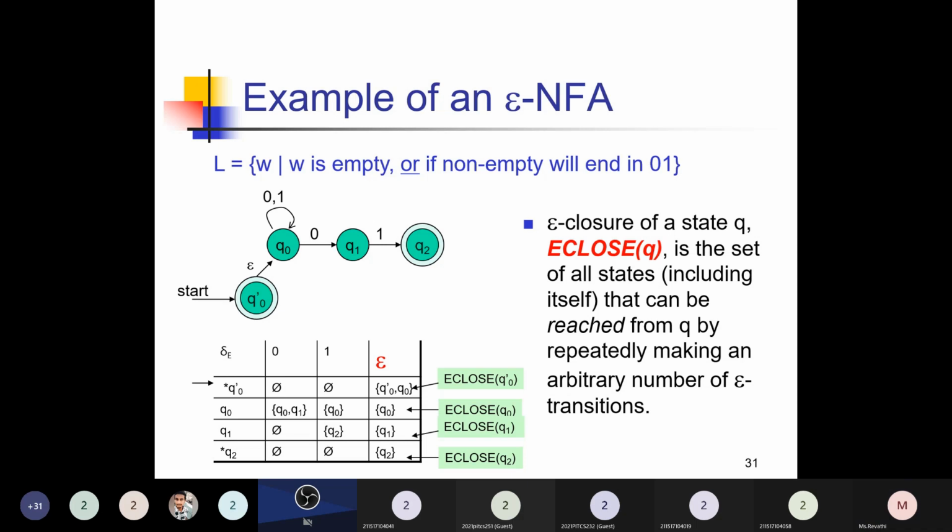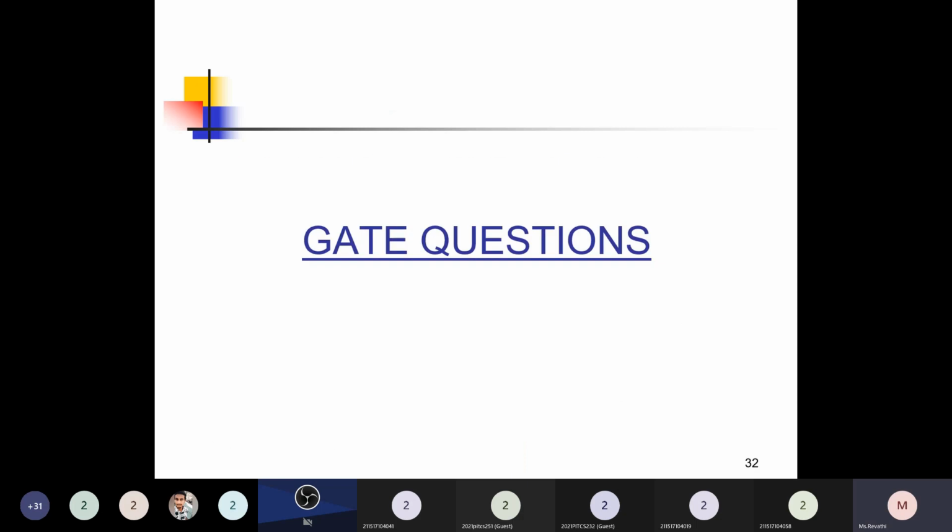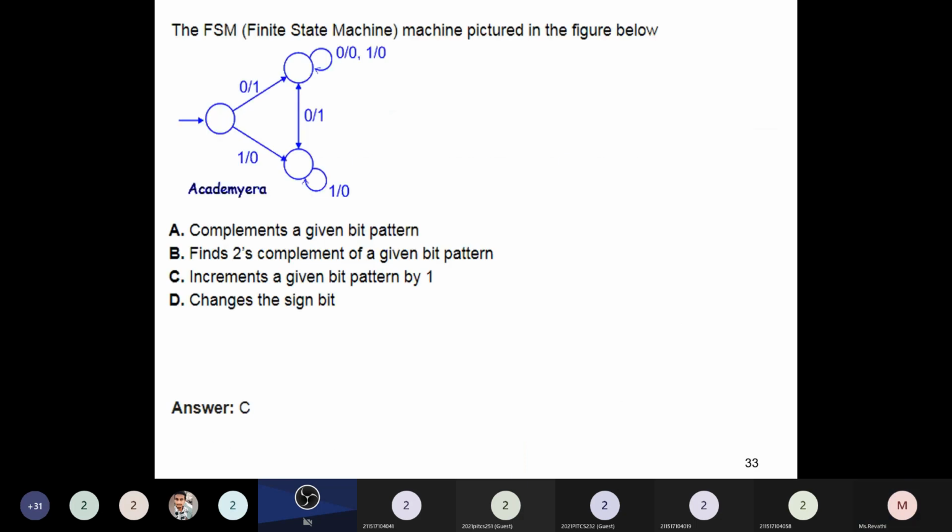Okay, so next we discuss some GATE questions. See the first question: what is FSM? Finite state machine. This is another name for our finite automata. Initially we discussed the other name of finite automata, which is finite state machine.